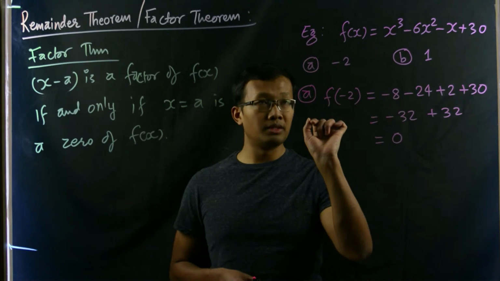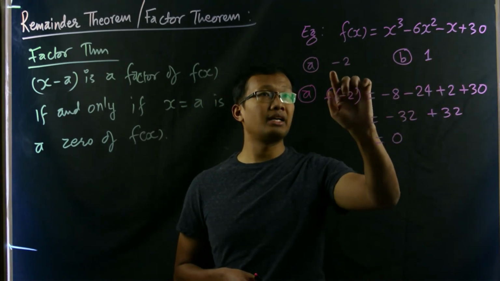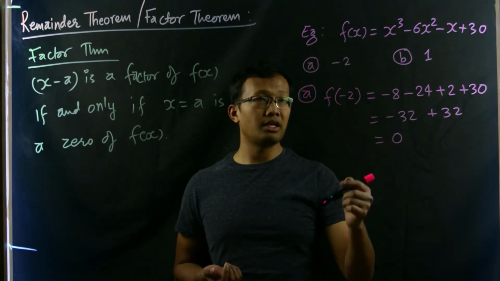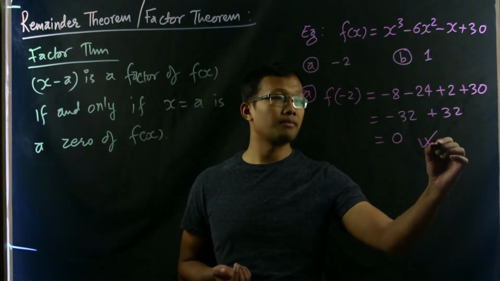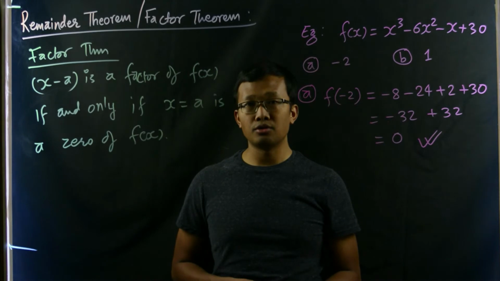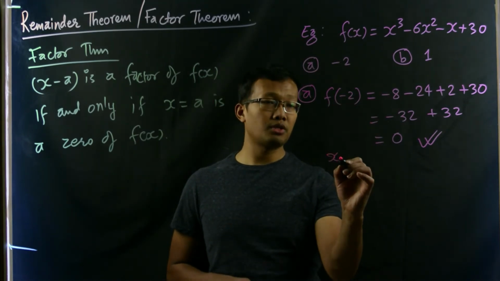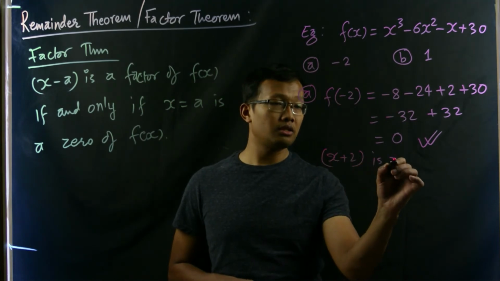Whenever we divide this polynomial by x plus 2, that is x minus -2, the remainder is 0. That means yes, it is a factor. Yes, x equals -2 is a zero of this polynomial, or x plus 2 is a factor.